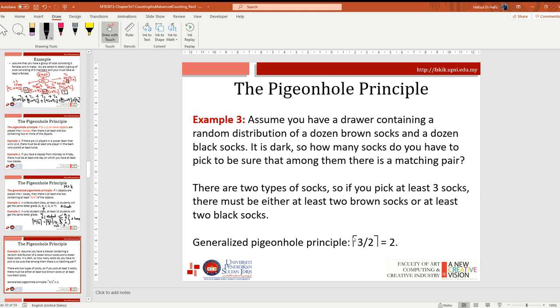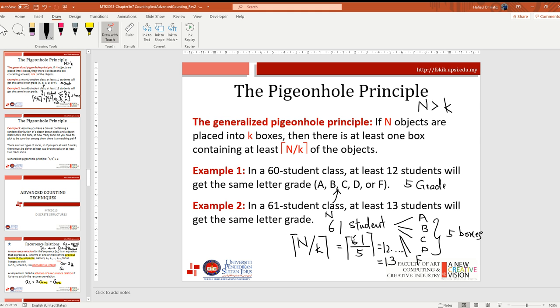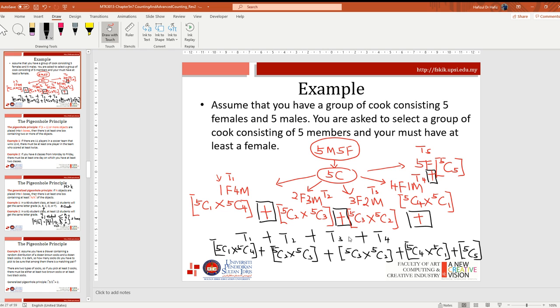Pigeonhole principle. I think we will cover it next week. I will give you another example.